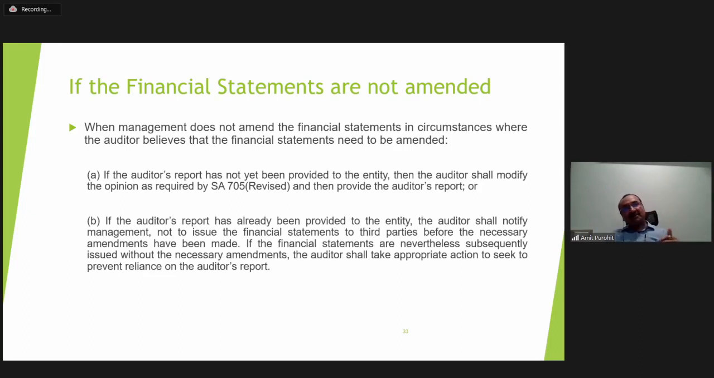However, if the auditor's report has already been provided to the entity, the auditor shall notify the management not to issue the financial statements to third parties before the necessary amendments have been made. If the financial statements are nevertheless issued without the necessary amendments, the auditor is required to take appropriate action to seek to prevent reliance on the auditor's report. We will see those in the subsequent slide.